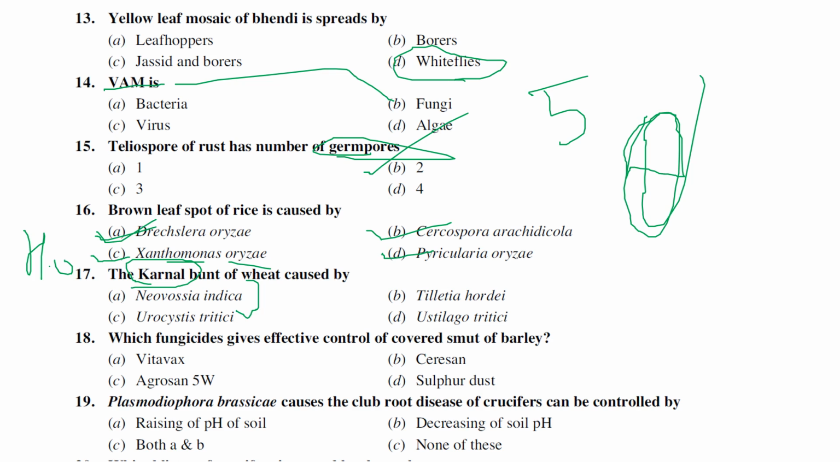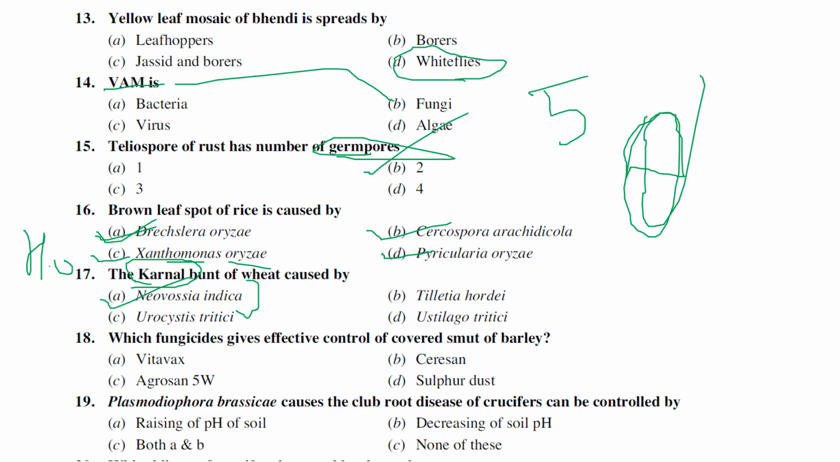Later, various scientists and societies said that based only on sporidia, we cannot come to a conclusion, so let's keep it as Tilletia indica. If we see the literature, both names can be found, like Tilletia indica or Neovossia indica. The answer is Neovossia indica.